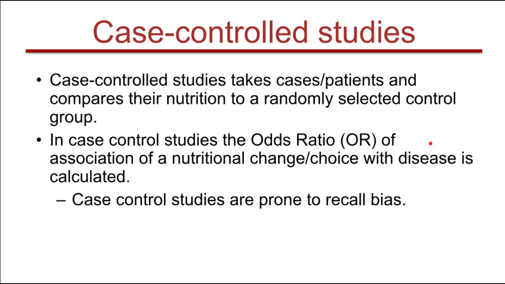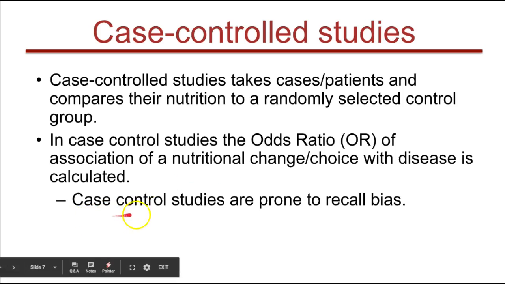So the bottom line is case-controlled studies take patients and cases and compare their nutrition to a randomly selected control group. Typically in case-controlled studies, odds ratios are reported and calculated so you can understand how frequently the exposure to a nutritional change may cause disease.